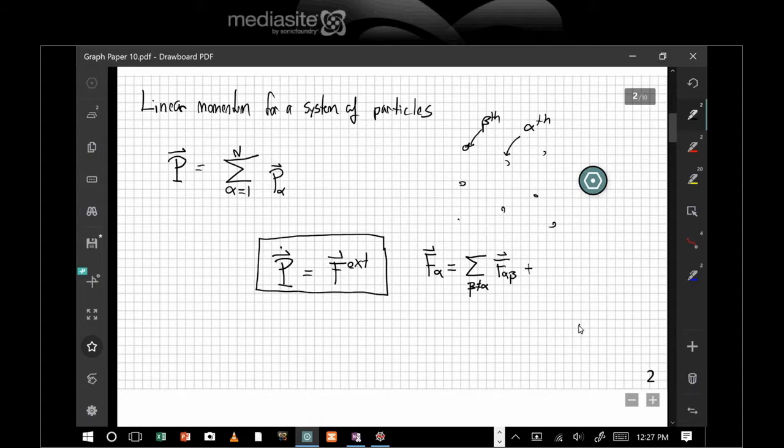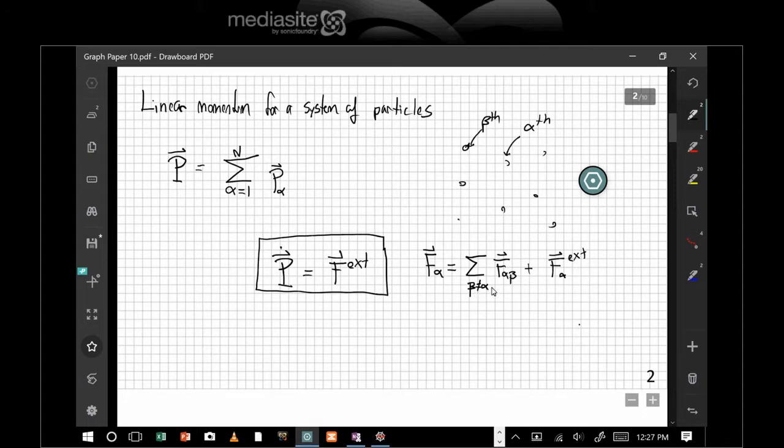And then, what other forces act on alpha? It's the sum of all the external forces acting on it. What does this mean? Beta cannot equal alpha, because that would mean alpha acts upon itself. So when I do this sum, where beta goes from 1 to n, I have to exclude the case beta equals alpha. Every time I do that sum, I cannot use a self force.